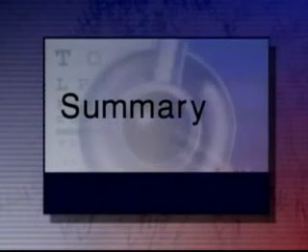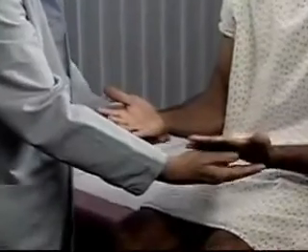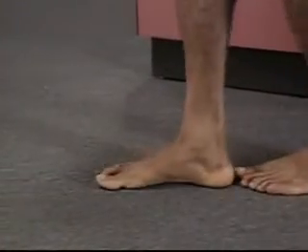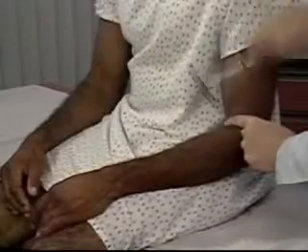To summarize, the neurologic examination of the motor system and reflexes includes observation of body position and involuntary movements, assessment of muscle bulk, muscle tone and strength, evaluation of coordination, and testing of deep tendon and other reflexes.